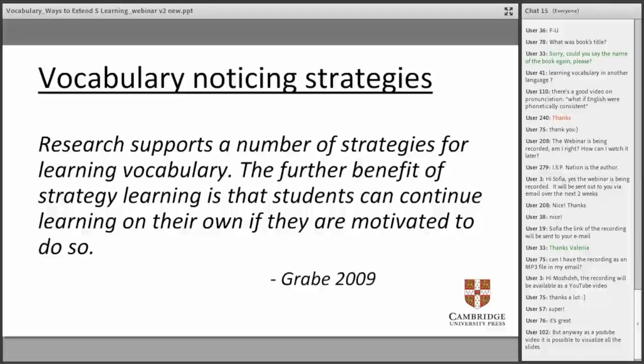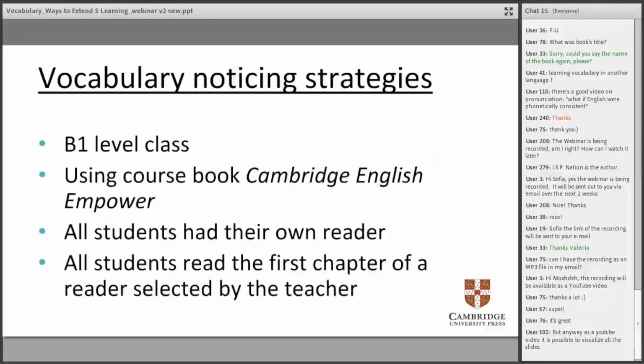Research supports a number of strategies for learning vocabulary. The further benefit of strategy learning is that students can continue learning on their own if they are motivated to do so. So, in effect, students will notice vocabulary, but the way in which they notice it is not always efficient and doesn't always lead to good learning. So what Grabe is suggesting here is that it's useful if students have very specific strategies for when they notice vocabulary.